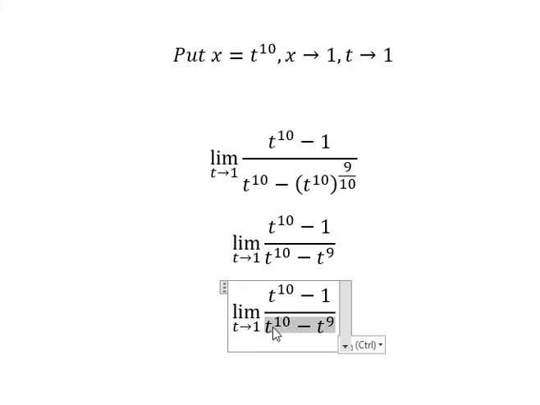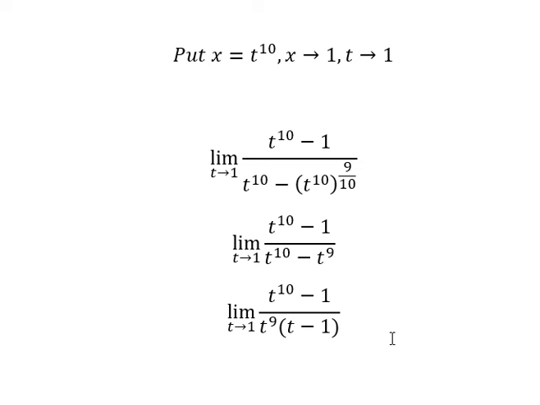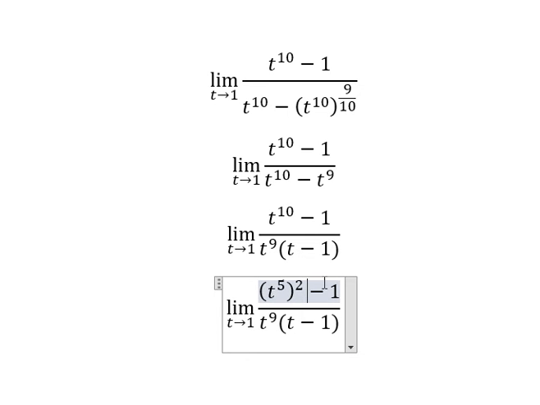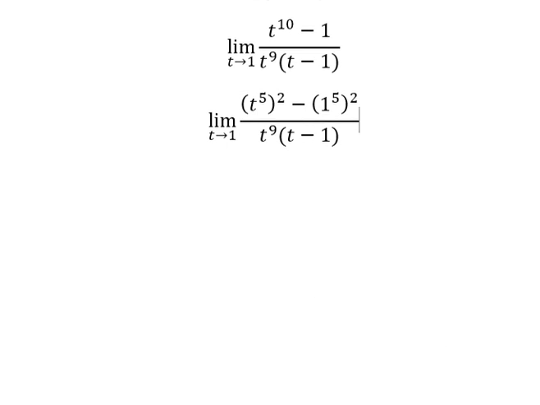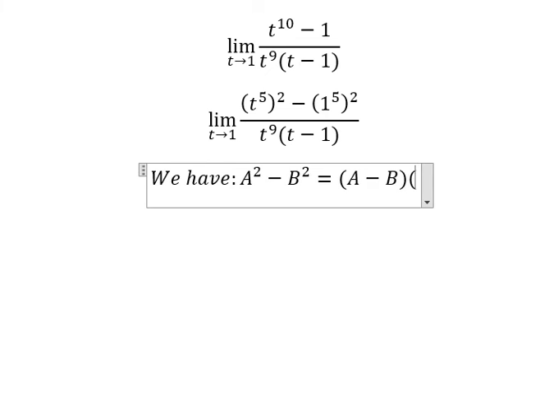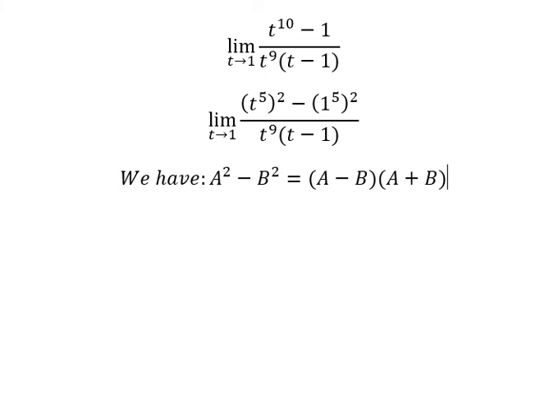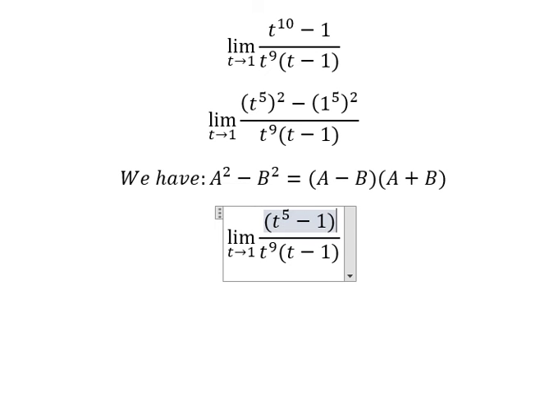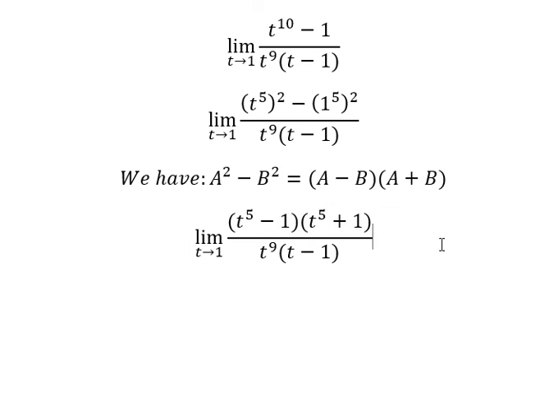So we can do factorization by t to the power of 9. This one in here, we have t to the power of 5 to the power of 2. Number 1, that is 1 to the power of 5 to the power of 2. Next, we have the formula in here. a squared minus b squared equals a minus b multiplied by a plus b. This one, we have t to the power of 5 minus 1, and we have t to the power of 5 plus 1. And now we have the second formula in here.